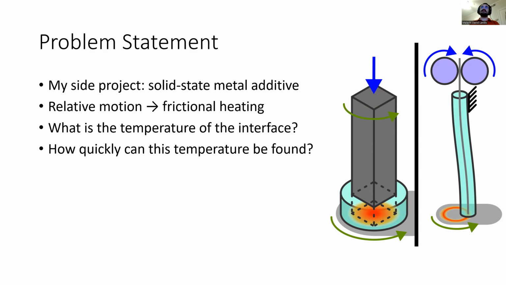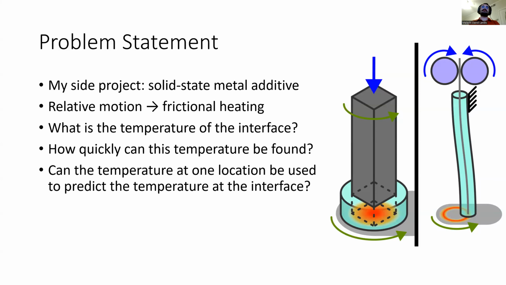How quickly can I find this temperature? Can the temperature at one location be used to predict the temperature at the interface? And of course, the overarching question is, can we use machine learning to do this?